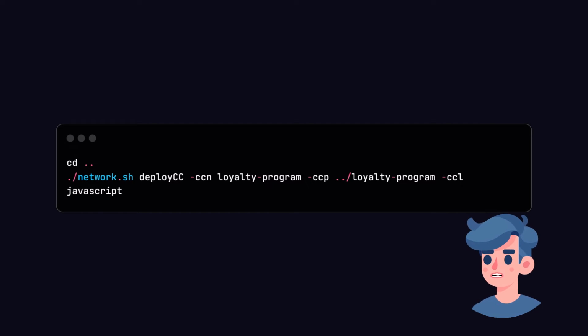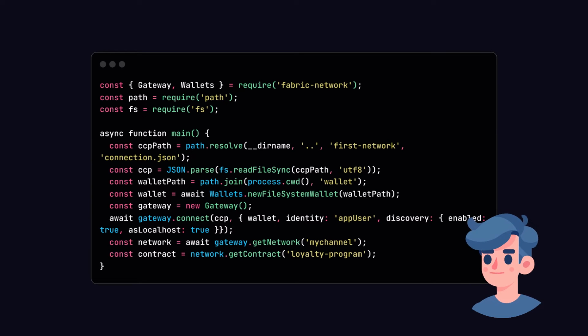We need to go back to the root of the Fabric samples directory. Run the following commands to package and install our chaincode on the peer. This command will deploy our chaincode. Make sure to wait until you see the "chaincode installed and instantiated" message, which indicates that our smart contract is up and running on the blockchain network.